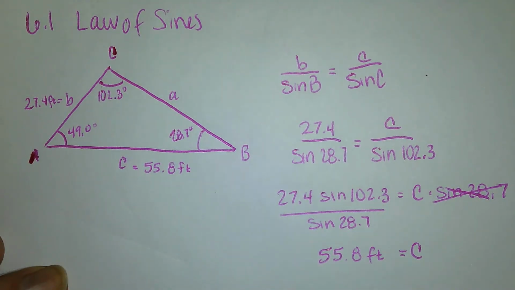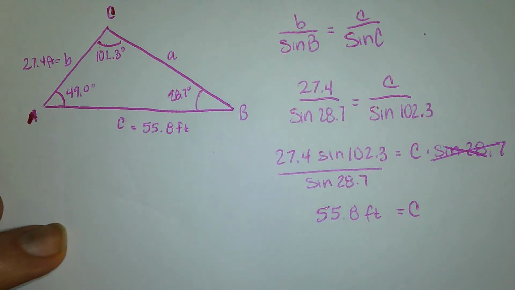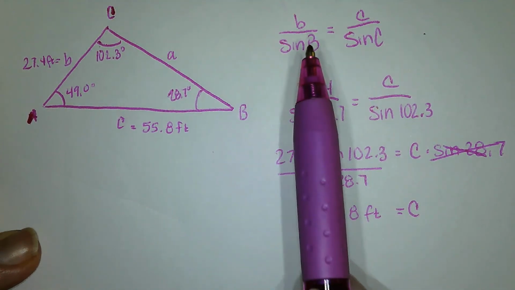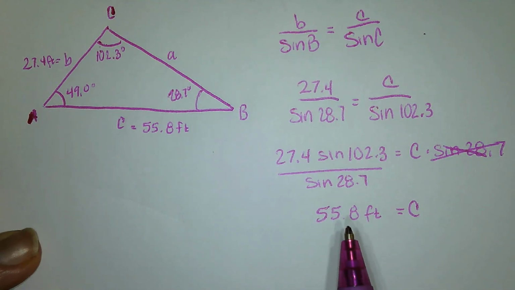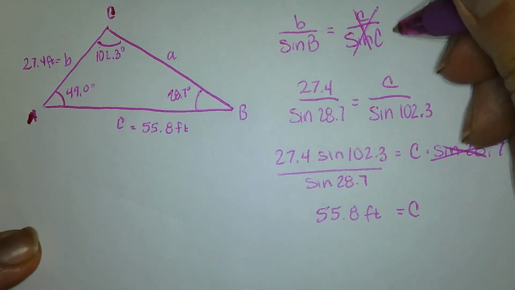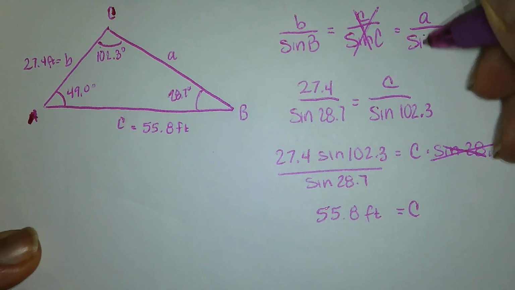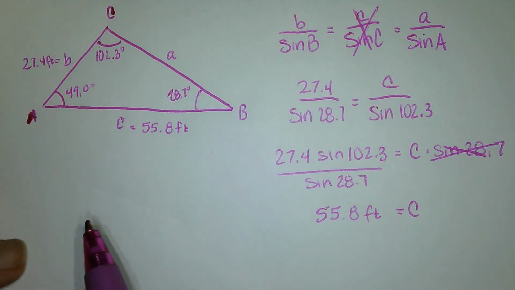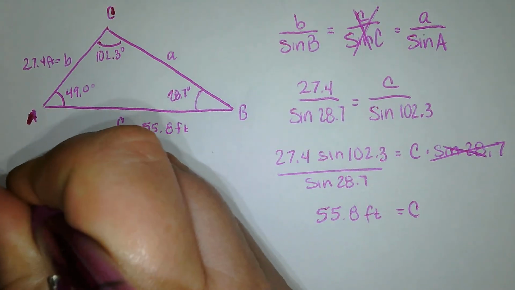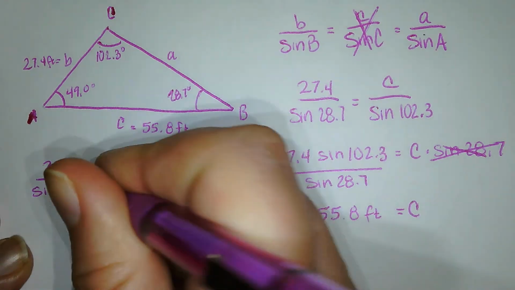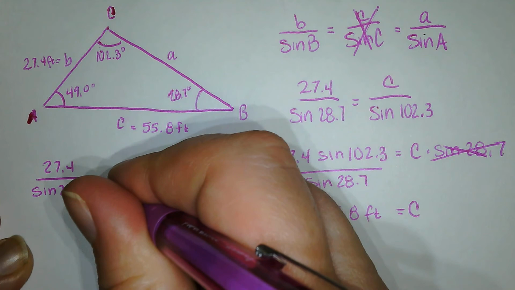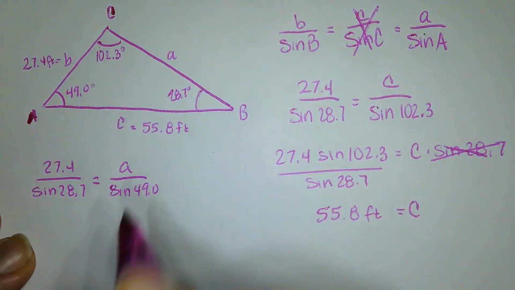And now we can set this up once again, and we can get side A. Now I want to always go back to the original amounts. I don't want to use this because I rounded this, so I want to go back to these originals. So I'm just going to swap out for A over sine A and set that up and solve it. So B over sine B is still 27.4 over sine of 28.7 equals, this time, A over sine of A, so sine of 49.0.